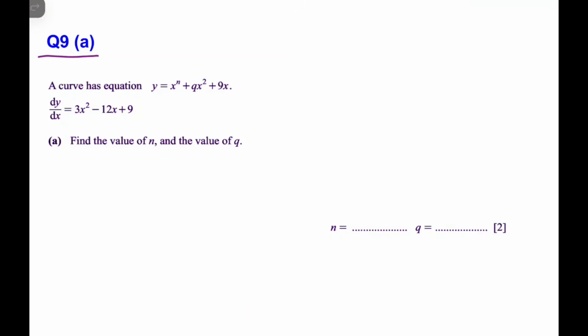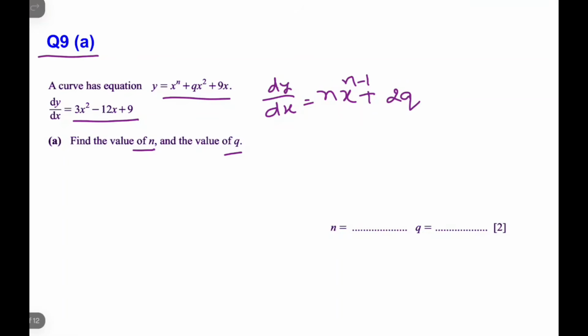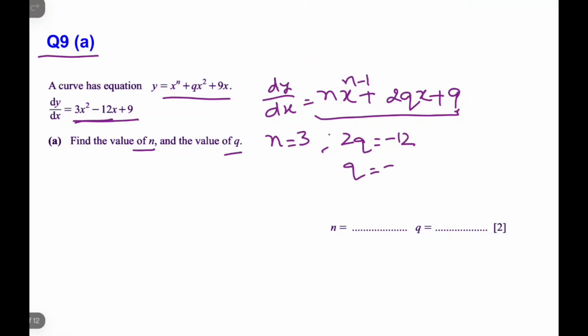Now question number 9a part, a curve has equation y is equal to x power n plus q x square plus 9x. dy by dx is given, we have to find the value of n and q. So for this given curve, we will be finding dy by dx. So dy by dx will be equal to n times x power n minus 1 plus 2 times qx plus 9. So now we will compare with this given dy by dx. So we get our n value as 3 and 2q value as minus 12. So q value will be minus 6. So n is 3 and q is minus 6.